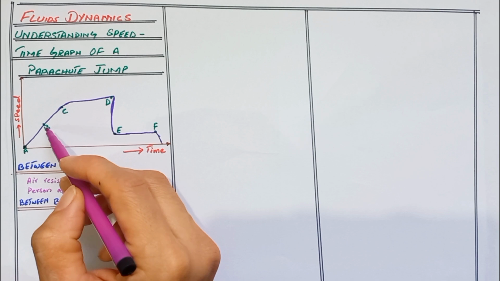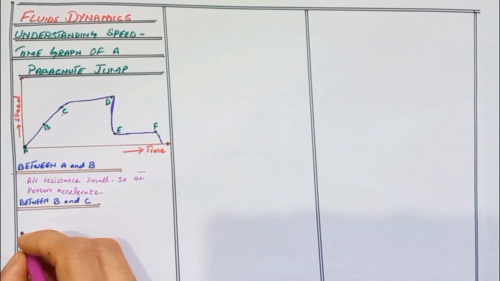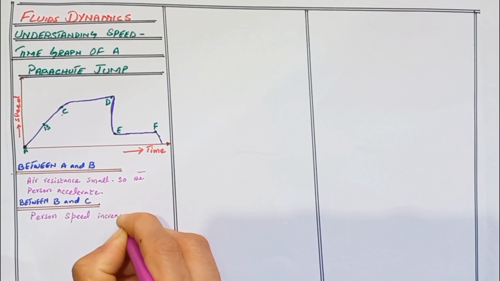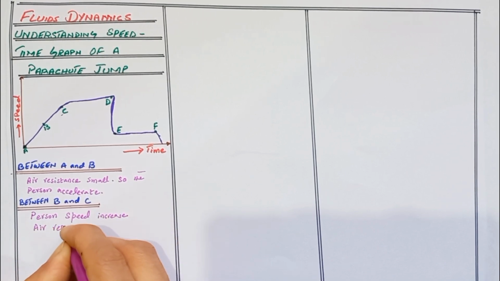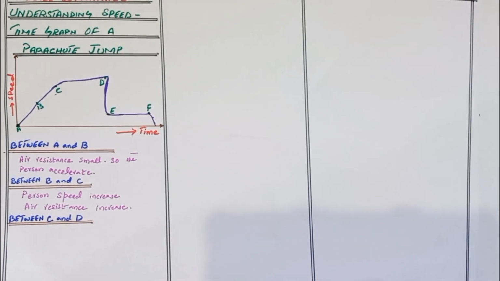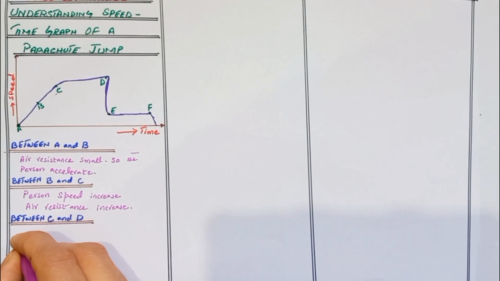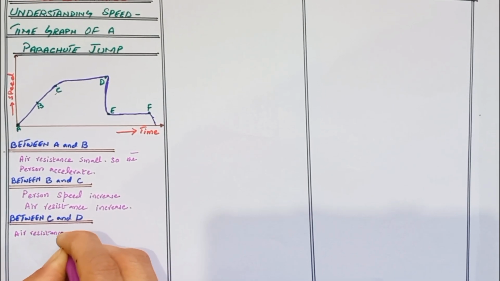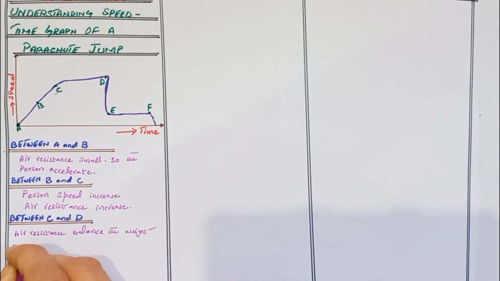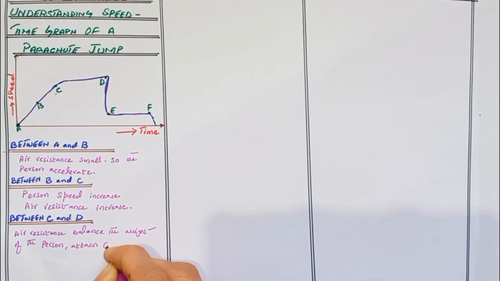When the person accelerates, the air resistance also increases with time, so as the person's speed increases, air resistance increases. Between C and D, air resistance balances the weight of the person, and they attain constant terminal velocity.